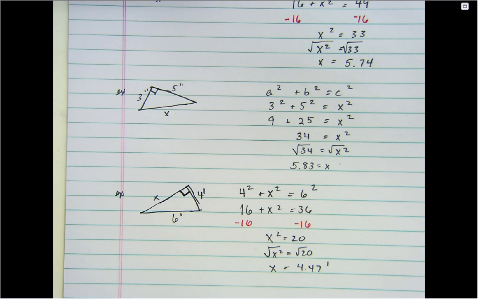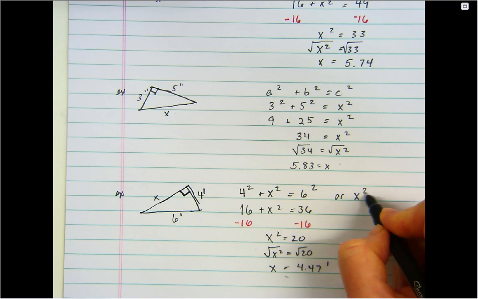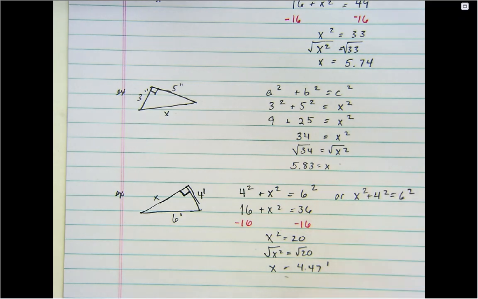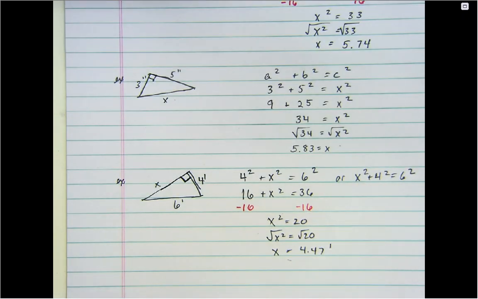What if we got the right numbers, but we put them in the wrong spot? So I'll put an or. If you put x squared plus 4 squared is 6 squared, that's okay too. As long as the 6 is by itself, the x and the 4 can be switched around. Good question. Any other questions?